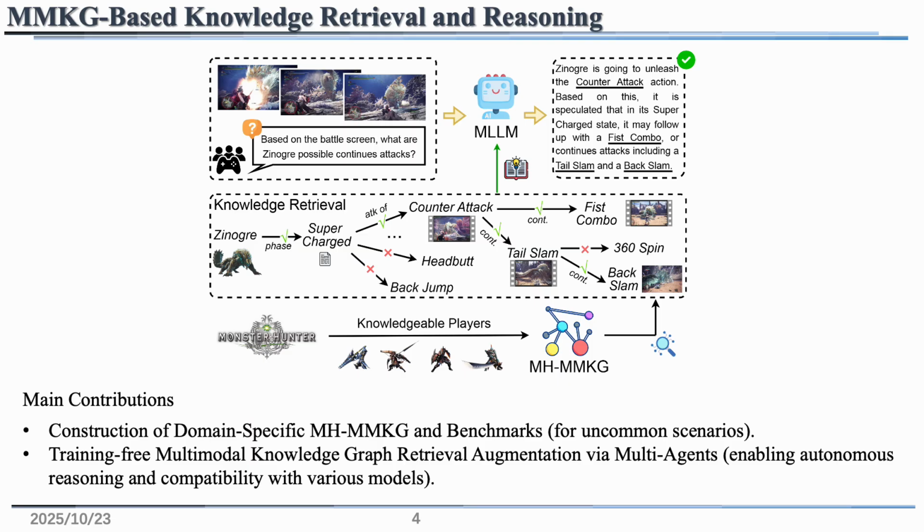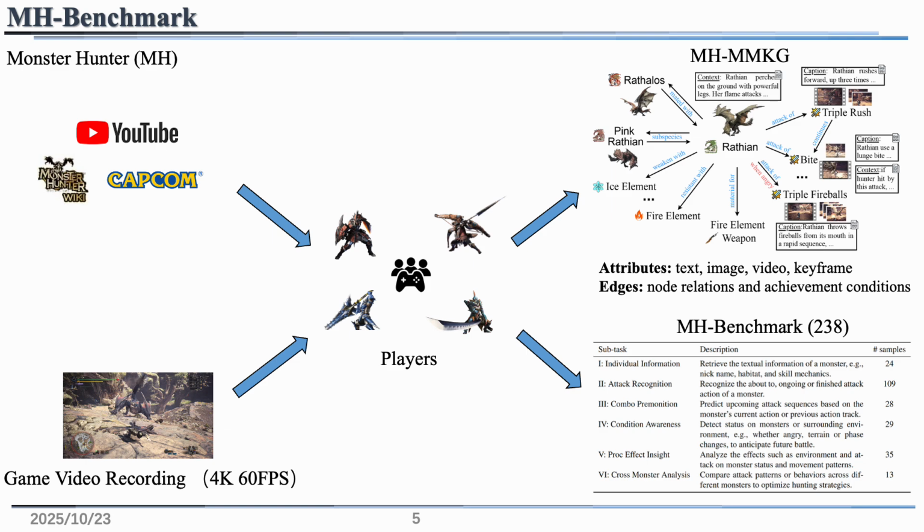Our work makes two main contributions. We built an MLLM MMKG and an MLLM benchmark that cover uncommon scenarios, combining video, keyframe, and text attributes, achievement conditions, and diverse edge types. We also propose a training-free multi-agent graph retrieval pipeline that is model agnostic and enables self-directed reasoning with interpretable chains. We use Monster Hunter gameplay videos as a testbed, 4K 16 FPS recordings with complex player processing.